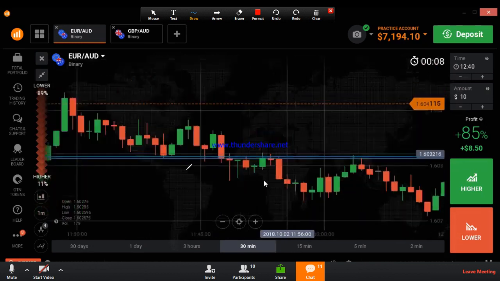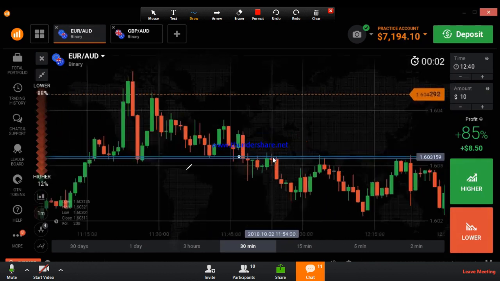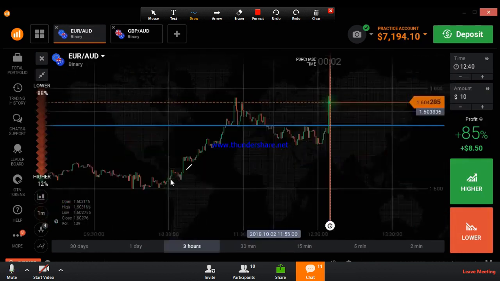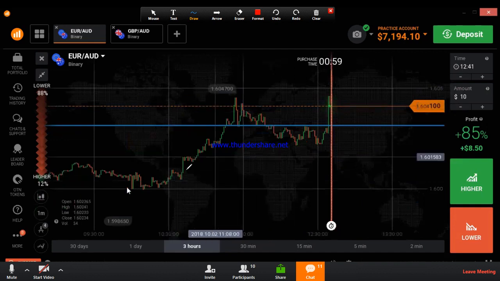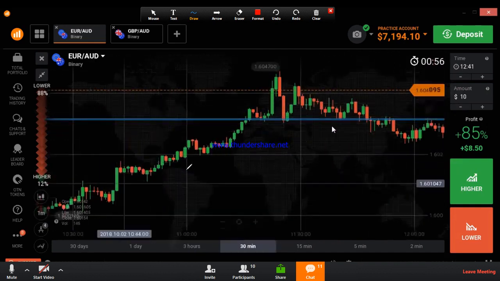You can use this minor downtrend to trade. Okay, this is not against the trend. This is an uptrend. Okay, no problem. You can trade here in the direction of the trend because this is an uptrend.